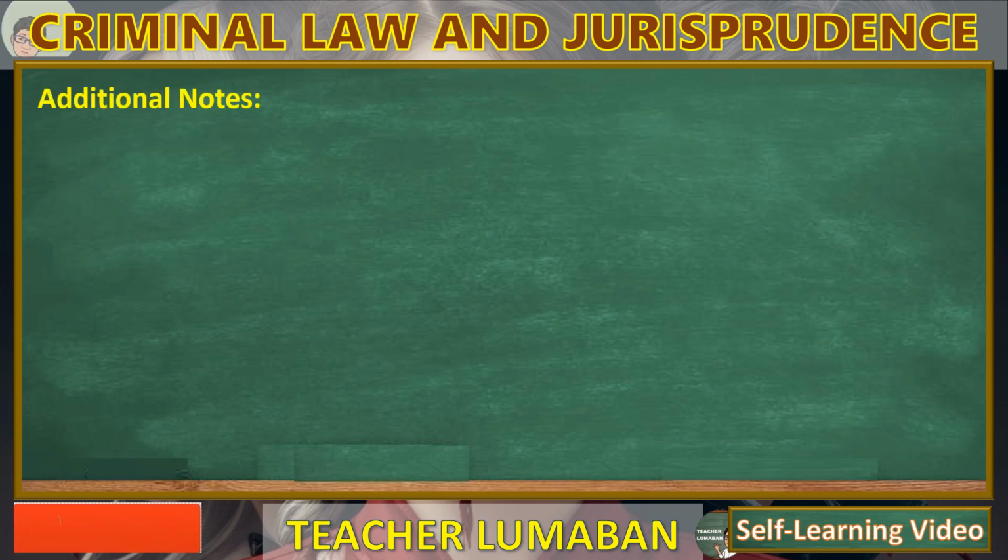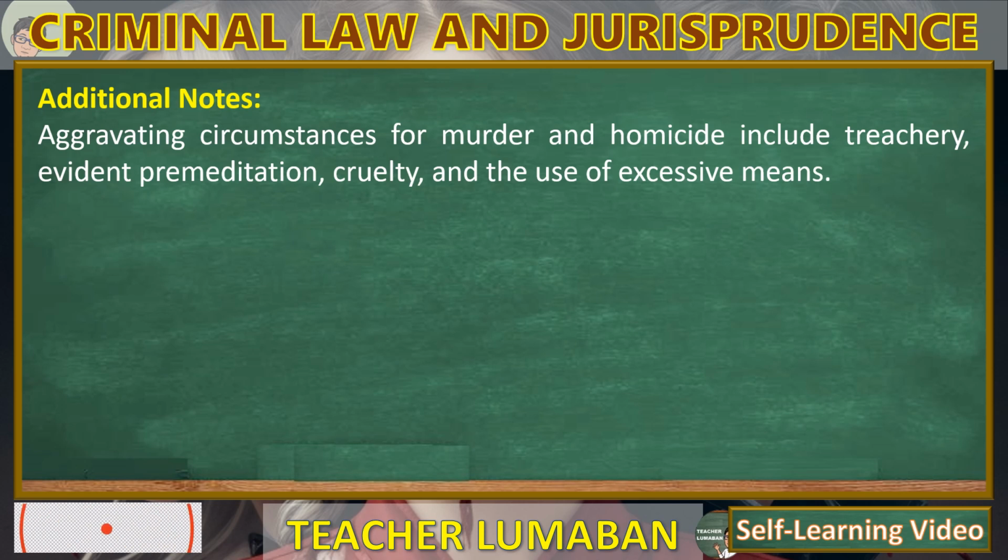Additional notes. Aggravating circumstances for murder and homicide include treachery, evident premeditation, cruelty, and the use of excessive means.